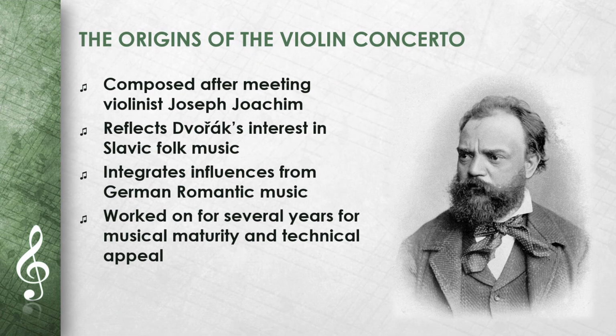Dvořák composed the Violin Concerto in A minor following his acquaintance with Joseph Joachim, a famous violinist of the time. Joachim gave Dvořák valuable advice, which was incorporated into the final version of the concerto. The composition reflects Dvořák's interest in Slavic folk music, but also integrates influences from German Romantic music, especially Brahms. Dvořák worked on this work for several years to ensure that it was both musically mature and technically appealing for soloists.